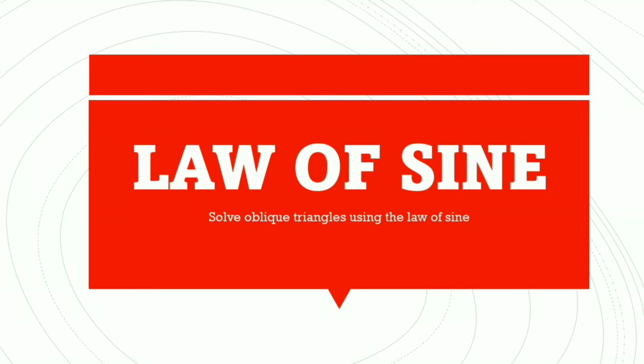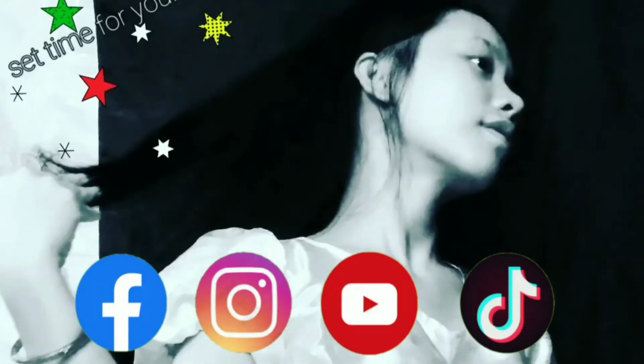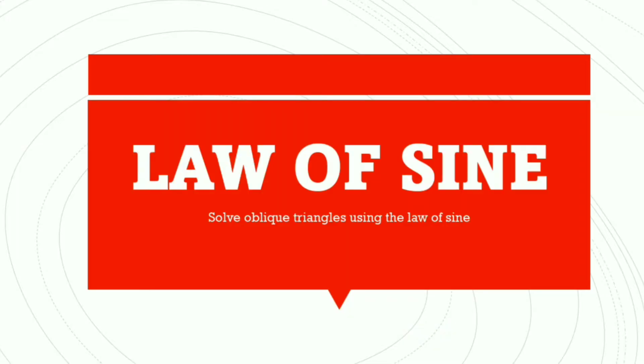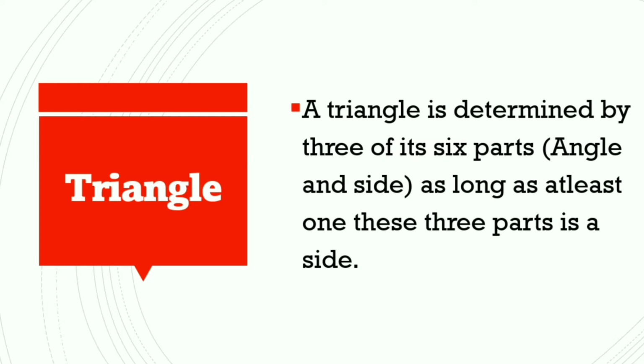Today we're going to talk about the law of sines, to solve oblique triangles using the law of sines. The triangle is determined by three of its six parts, angles and sides, as long as at least one of these three parts is a side.